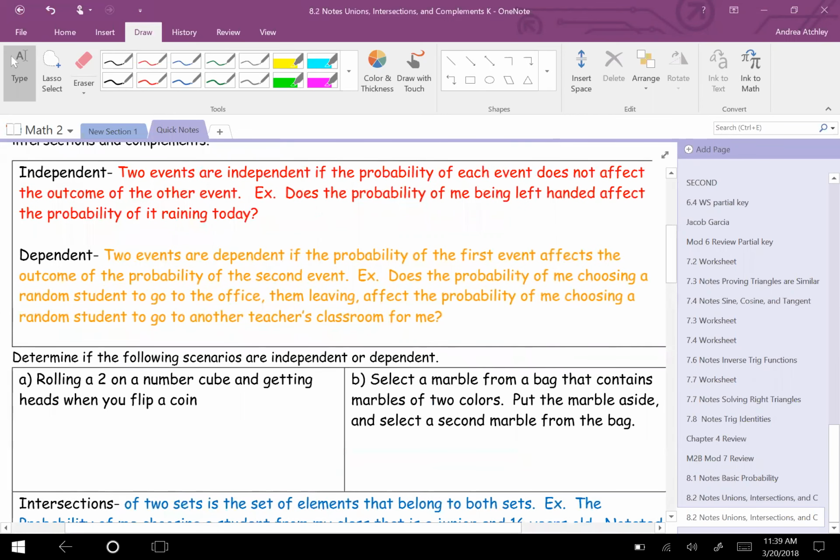Independent: two events are independent if the probability of each event does not affect the outcome of the other event. Okay, two events are independent if the probability of each event does not affect the outcome of the other event.